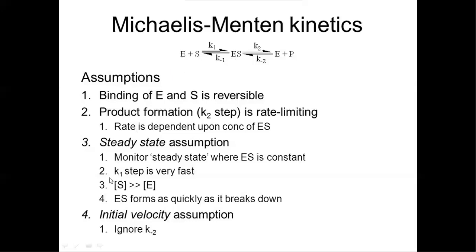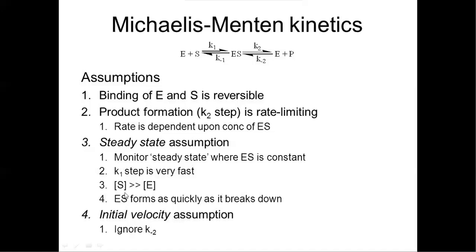And the next assumption: the K1 step is very fast. Here we have three important steps, K1, K2 and K minus 1. K1 is a forward reaction, which occurs very quickly when compared with K2 and K minus 1. So this is the second assumption.